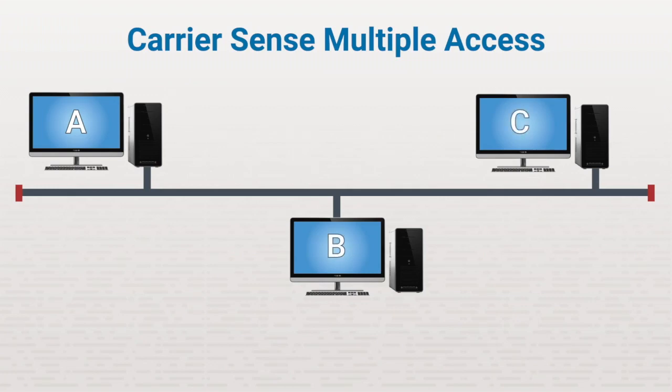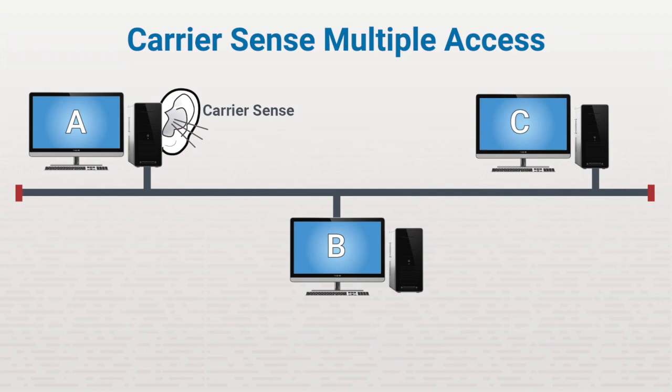Suppose computer A needs to send a message to computer B. According to the CSMA-CD media access method, the first thing computer A must do is listen to the transmission medium to see if data is already being transmitted. This is what we mean by carrier sense. It's like using a two-way radio. Before you talk, you briefly listen to see if anybody else is already talking.